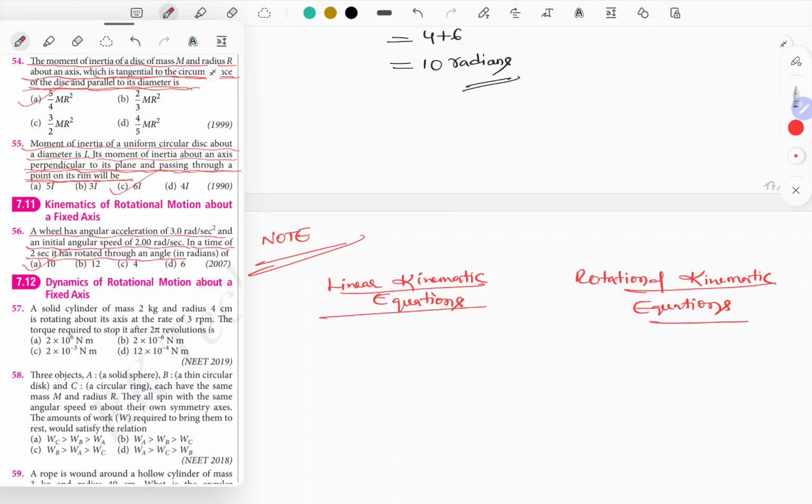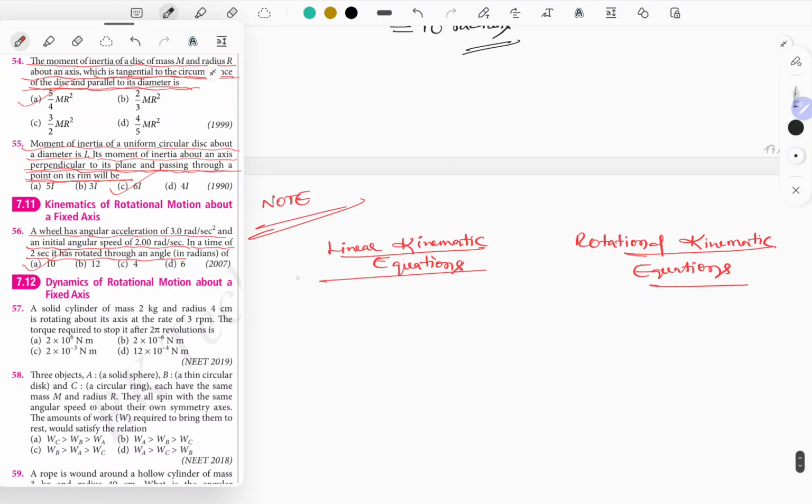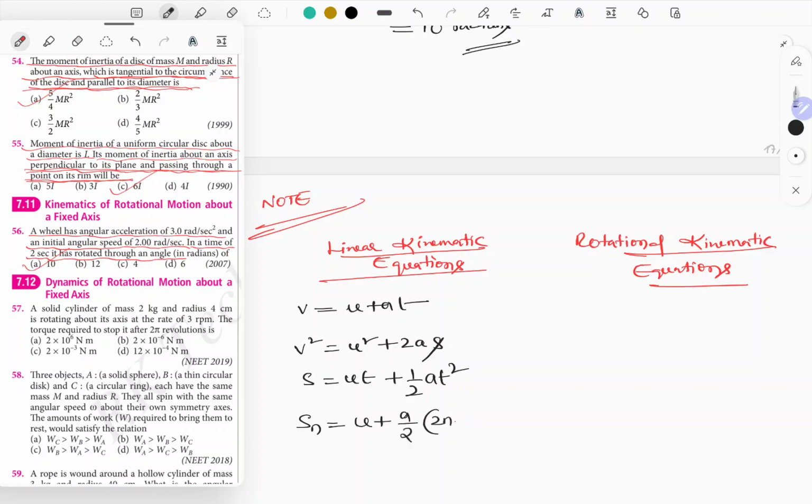Linear kinematic equations are in the form of initial velocity, final velocity and acceleration. Let me represent that: v is equal to u plus at, v square is equal to u square plus 2as. Next, s is equal to ut plus half at square. Sn is equal to u plus a by 2 into 2n minus 1. These are the equations we have.